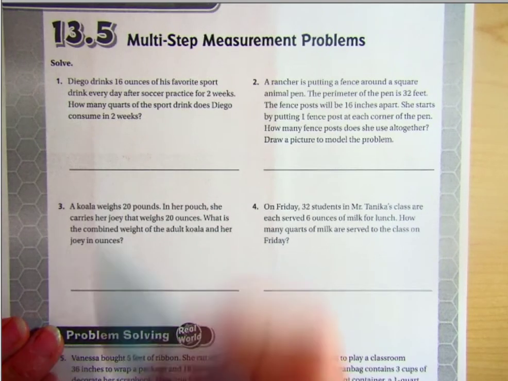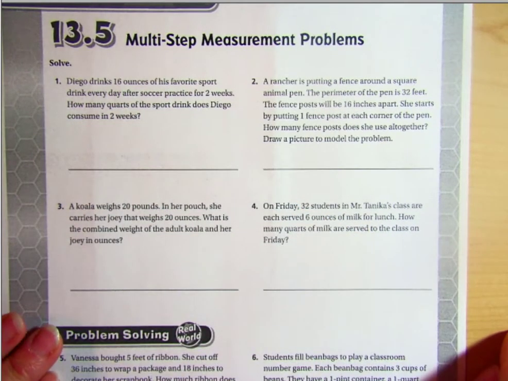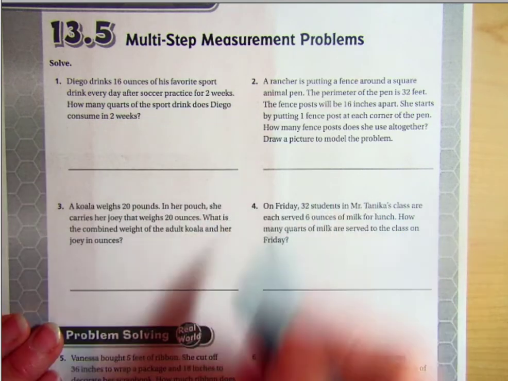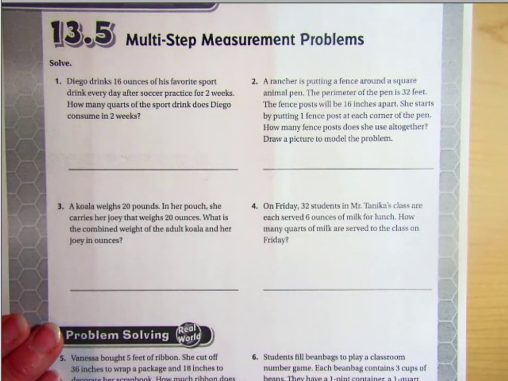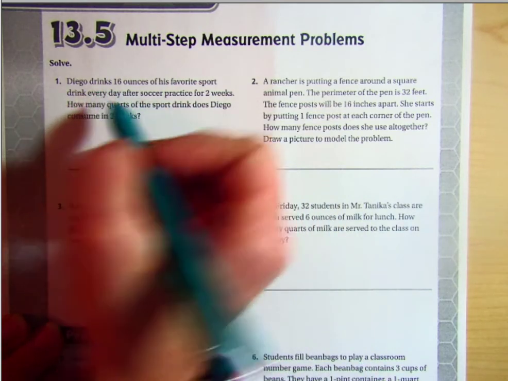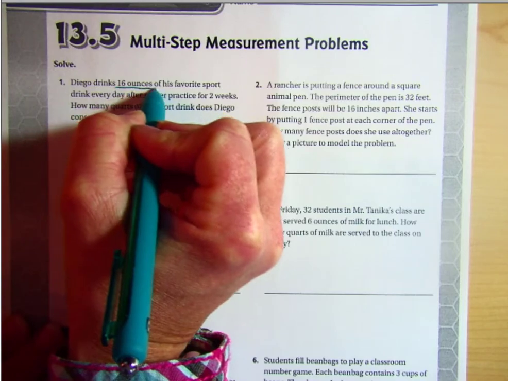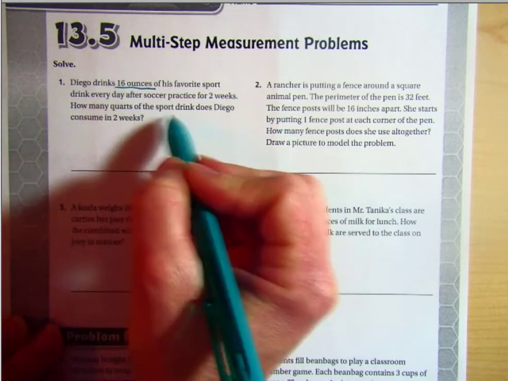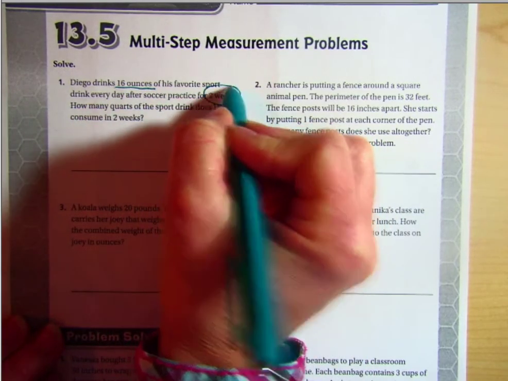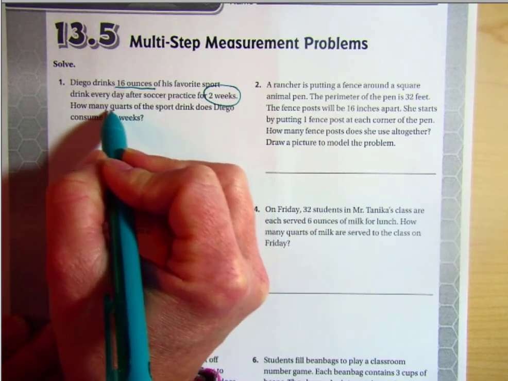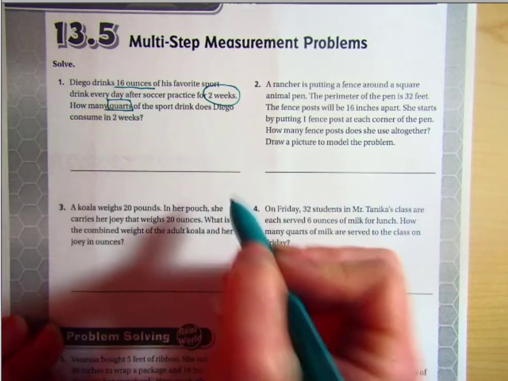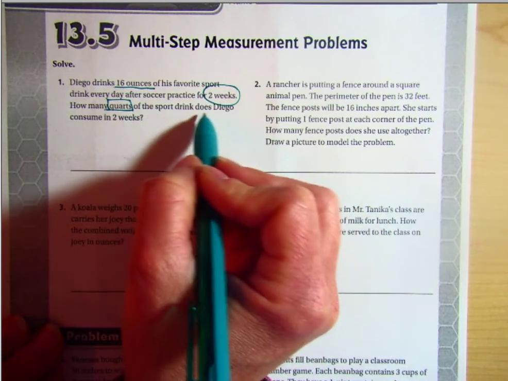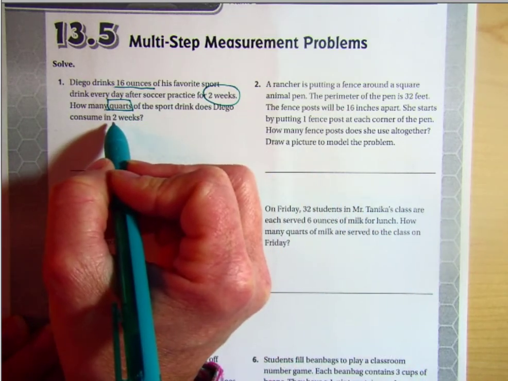In this video, I'm going to walk you through some multi-step measurement problems and give you some strategies for solving these, because they tend to be the trickier ones. So on this page, we have lots of different measurement conversions all mixed up together. This first one says Diego drinks 16 ounces of his favorite sport drink every day after soccer practice for 2 weeks. How many quarts of the sport drink does Diego consume in 2 weeks? I know I'm going to have to do some converting.